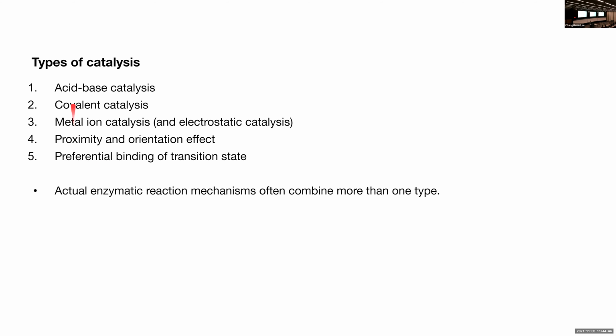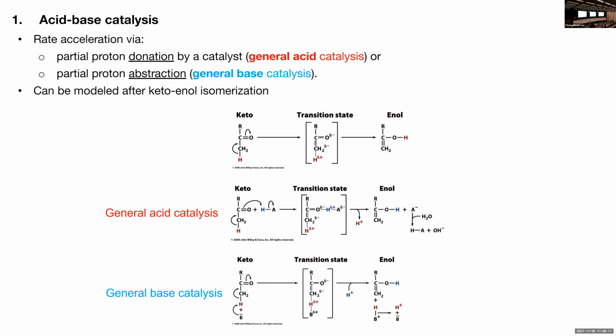And it does not mean that a certain enzyme uses just a single type among these different types of catalysis. They typically use combined catalysis types or mechanisms. For example, acid-base catalysis can also use proximity and orientation effects, as well as preferential binding of the transition state or the ES state or complex too. All right, so let's go over them again, one by one.